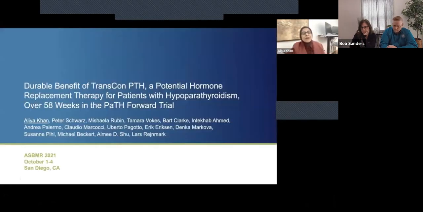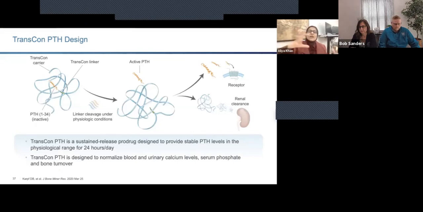Okay, let's move on now to the third PTH molecule, which is the TransCon PTH. And these are the slides that we just recently presented. I presented these at the ASBMR meeting in October. So what is TransCon PTH? Well, TransCon PTH is basically PTH 1 to 34.